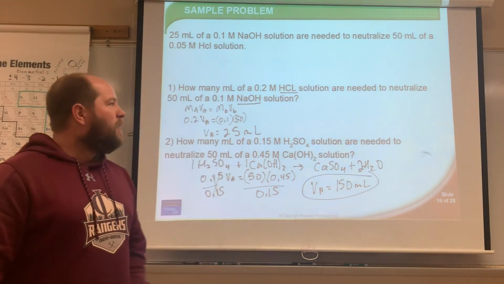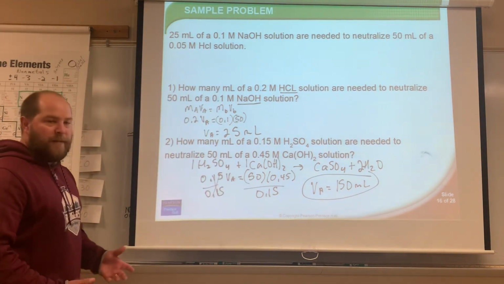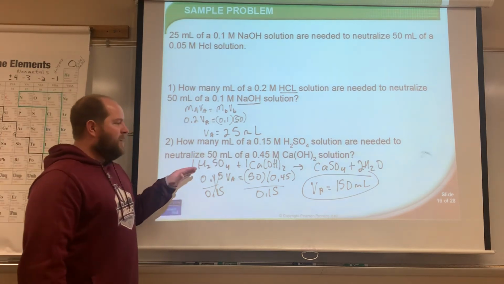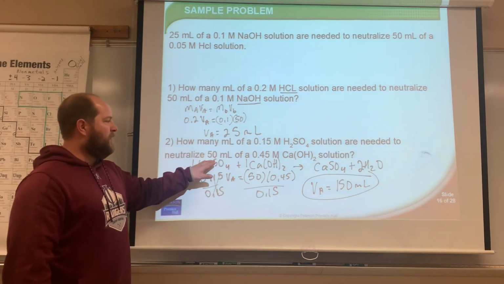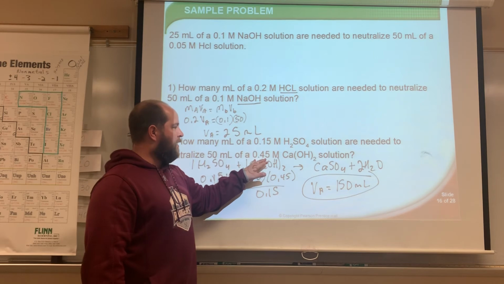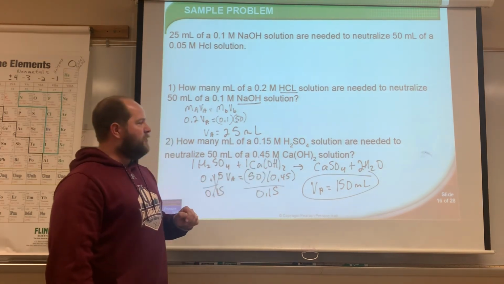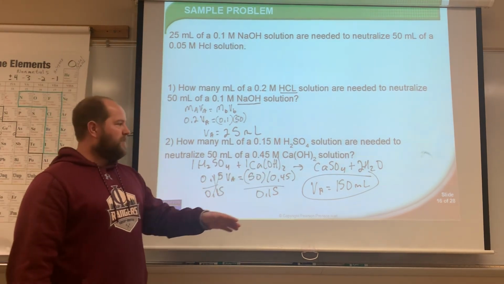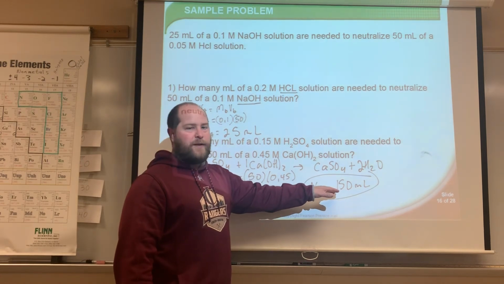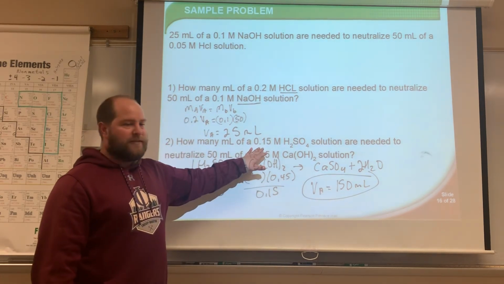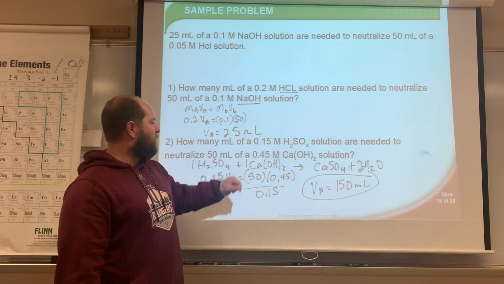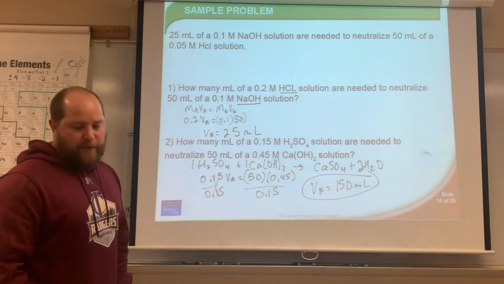So, and if I'm looking at it, it makes sense because I need to neutralize 50 milliliters of a 0.45 molar base solution. So it does make sense that I'm going to need 150 milliliters of an acid that's only 0.15 because you can see the ratio there. So yeah, that one makes sense.